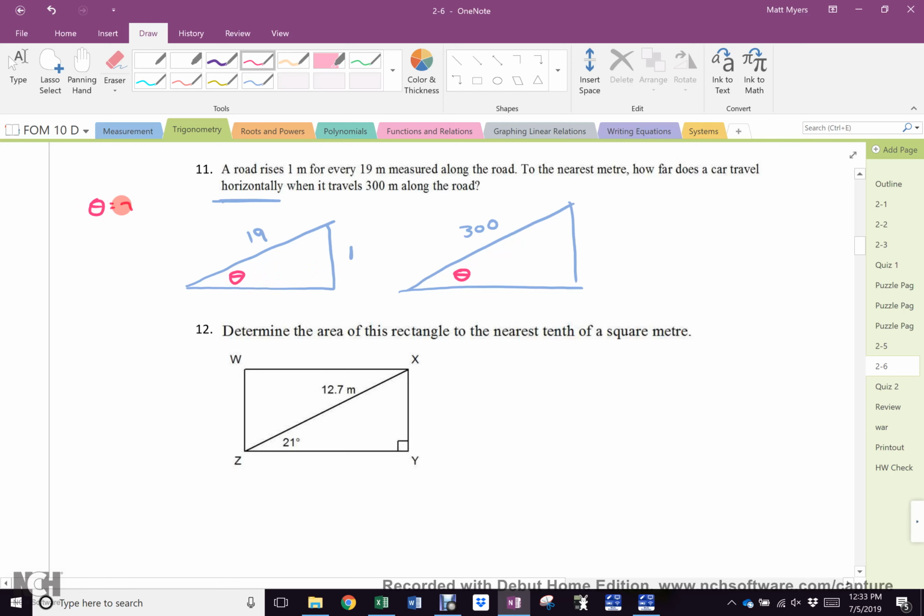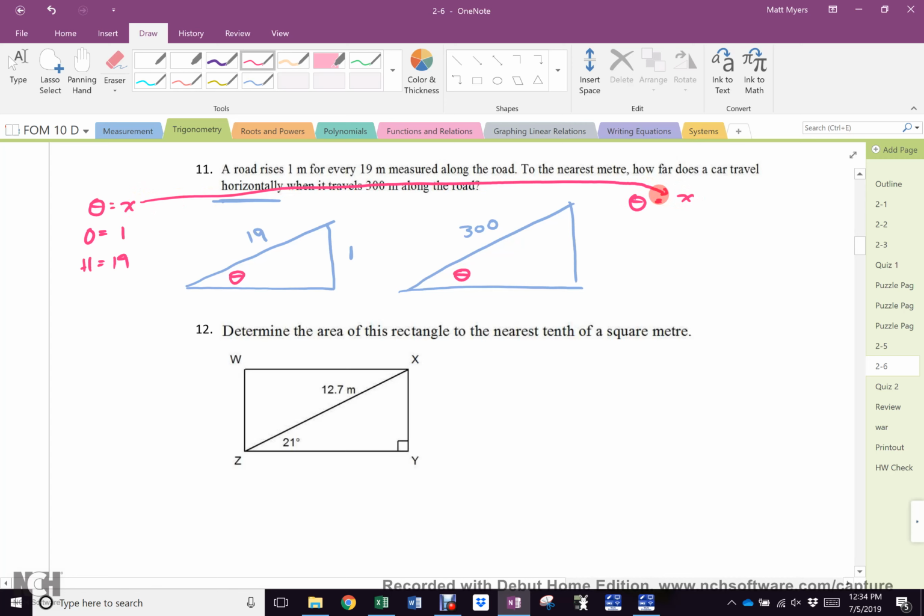My theta is unknown. What do I know in this triangle? Opposite is 1 and hypotenuse is 19. How do I find an angle? Regular sine or shift sine? So if I shift sine for theta there, is it going to be the same here? Yep. So my theta over here is still x, because it's going to be the same thing once I know it.